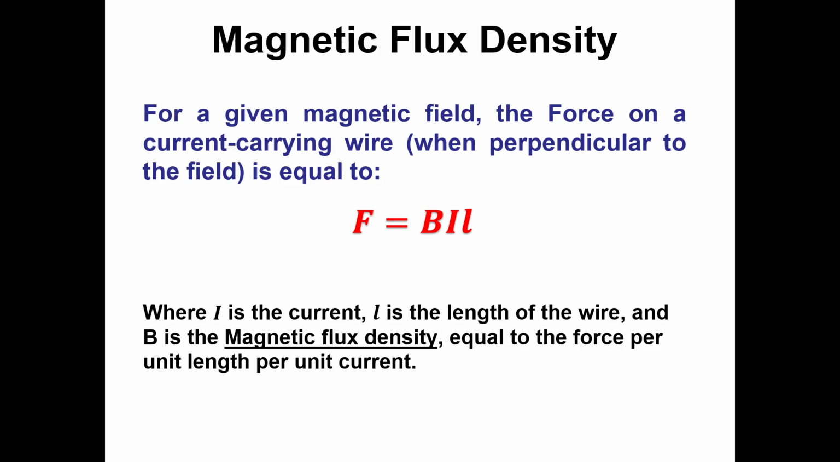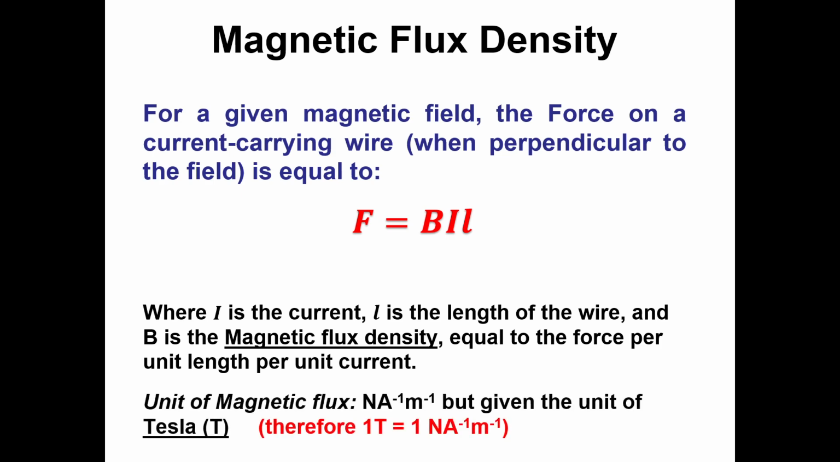So F equals BIL, a really important equation. So the force on a current carrying wire in a magnetic field. You could have sine theta for this if it was an angle, but the assumption is that the current is perpendicular to the magnetic field in the modern course. I think they used to have in the previous specification BIL sine theta, I think. So I being the current, L the length of the wire in the field, and B the flux density.